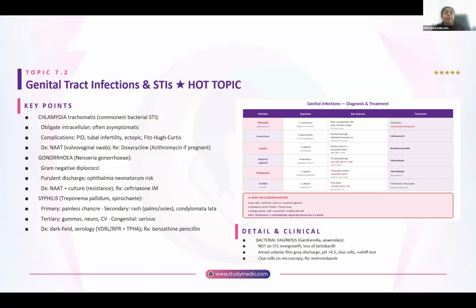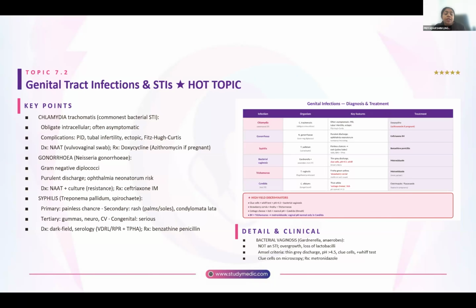This can cause pelvic inflammatory disease, tubal infertility, ectopics, and Fitz-Hugh-Curtis syndrome, wherein you find adhesions in your subdiaphragmatic space. How are you going to diagnose it? Diagnosis is by taking your vulvovaginal swab. You do your NAT test. Treatment is doxycycline. For pregnant women, you use azithromycin.